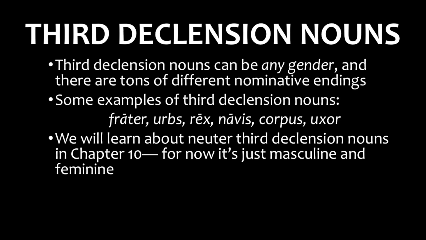So we'll learn about neuter third declension nouns in Chapter 10 when we learn about the neuter more generally. For now, it's just masculine and feminine we're looking at. And luckily, masculine and feminine third declension nouns have the same sets of endings. So there's only one set of endings we have to learn, even though some of these nouns are masculine and some are feminine.